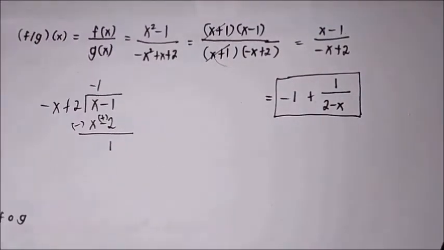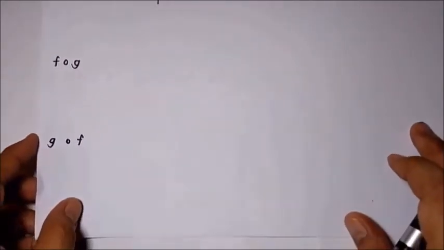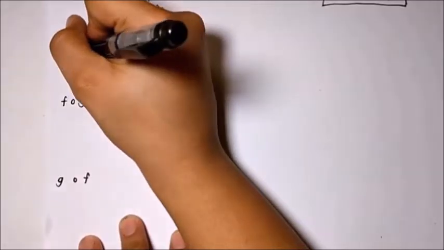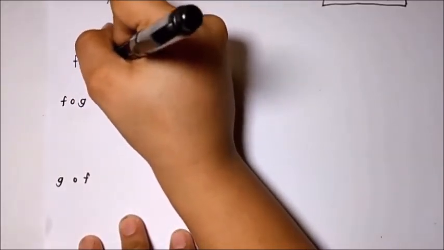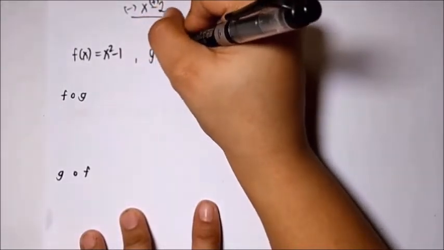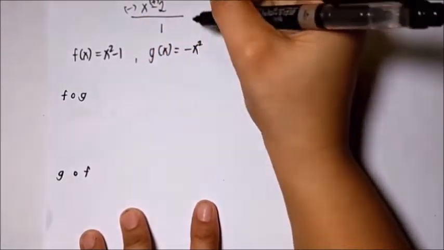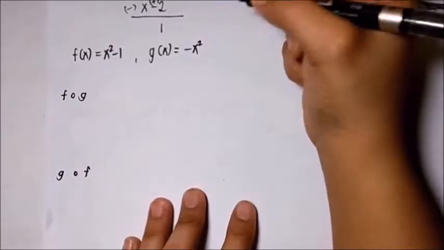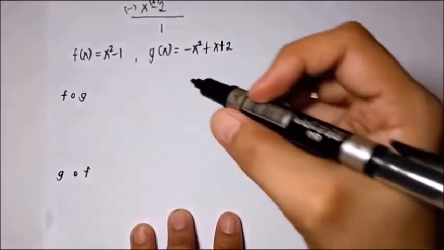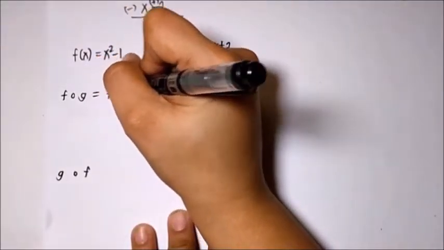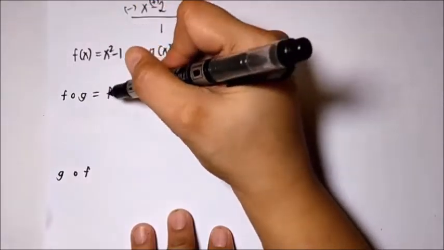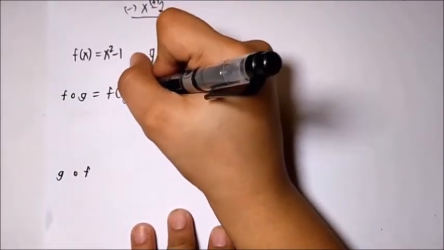So let's have composite functions using the same value for f of x and g of x. So let's rewrite. f of x is equal to x squared minus 1. And then g of x is equal to negative x squared plus x plus 2. When we say f of g, this is equal to f of g of x.